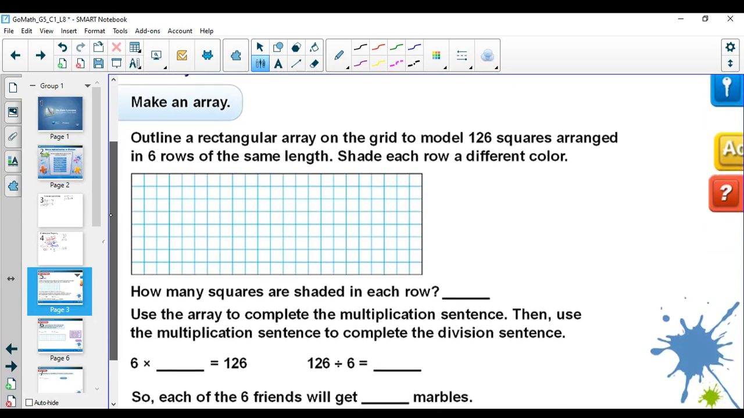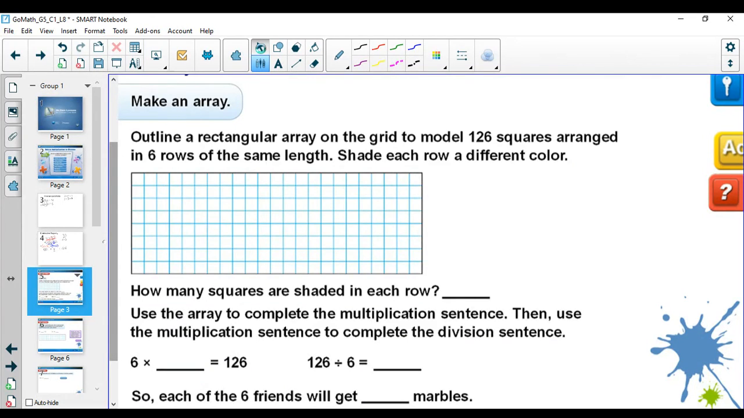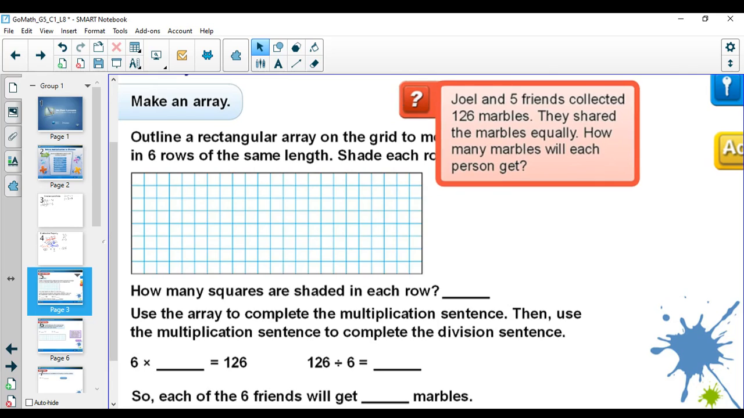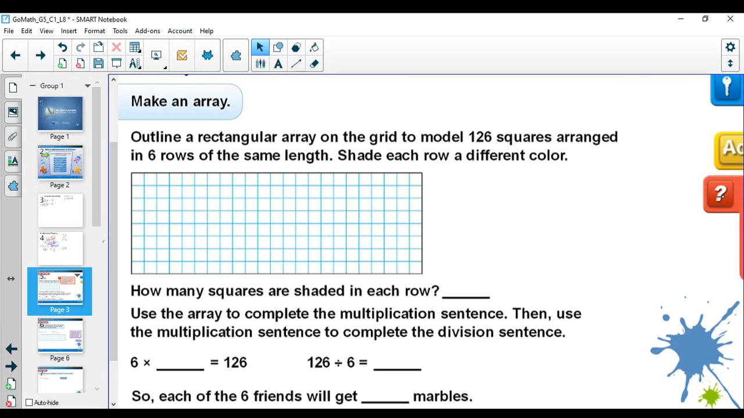So here we have a problem. This problem says that Joel and 5 friends collected 126 marbles. They share the marbles equally. How many marbles will each person get? Right, so we have 5 friends plus Joel, so that's 6 people sharing 126 marbles. Whenever we talk about people sharing things, fair sharing things, then hopefully we start to think about division. So our problem here is 126 divided by 6.